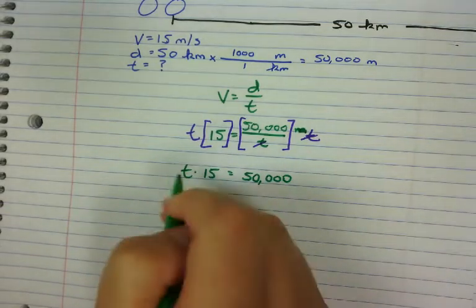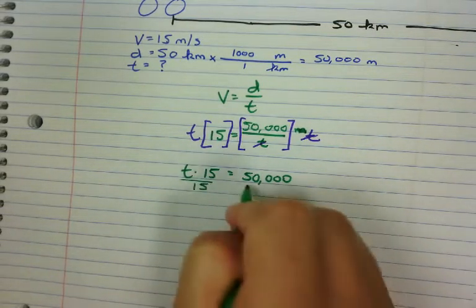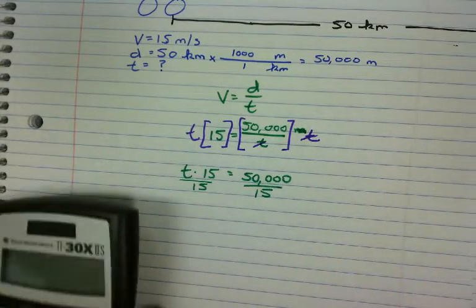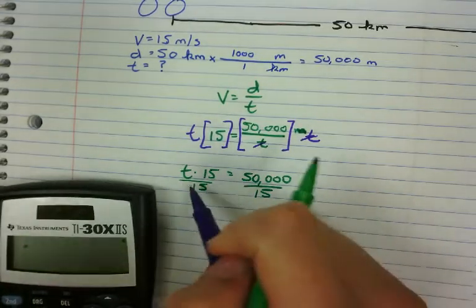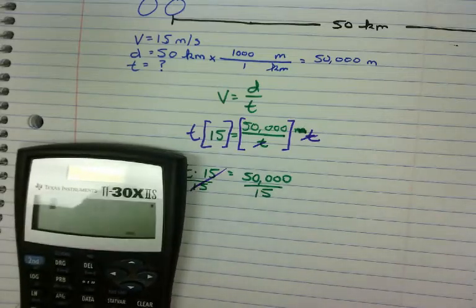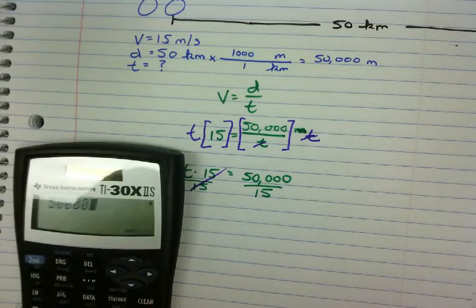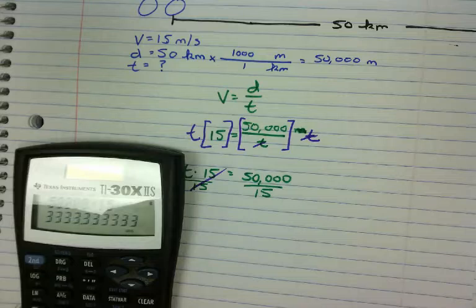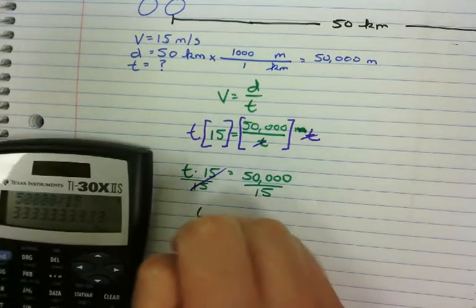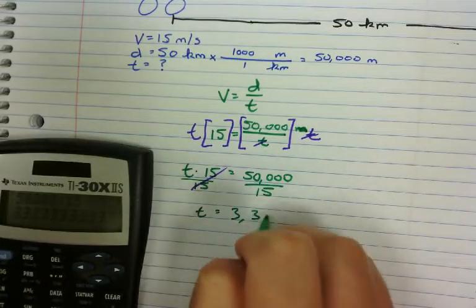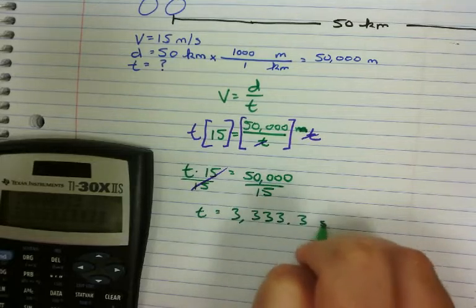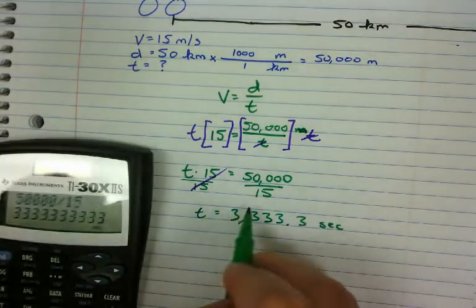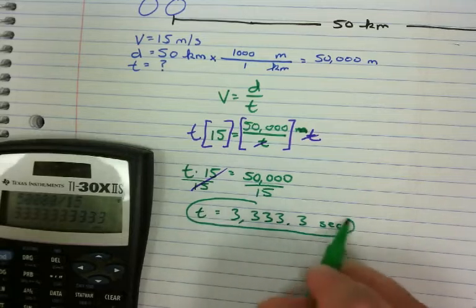Now how do I solve that? I divide both sides by 15, and this is where we get out our calculator. The 15s have canceled out, and I'm going to do 50,000 divided by 15, and we should see that the total time that I take is 3,333.3 seconds, and you can always round. And I know it's seconds because it's time, and that's my answer.